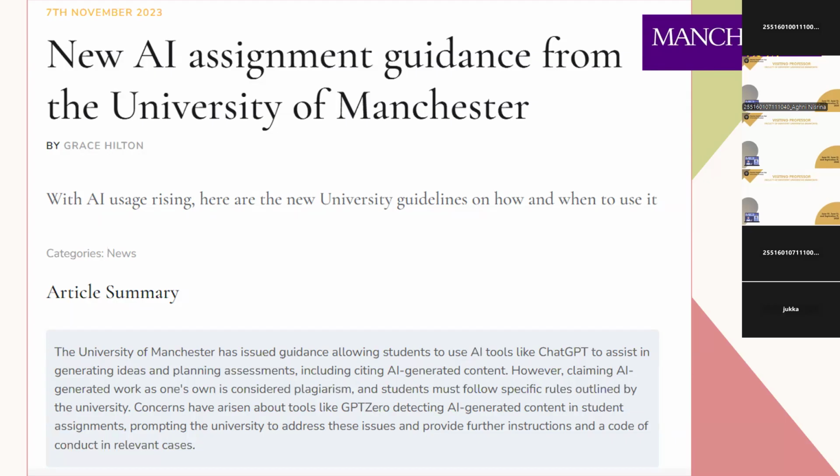There are concerns raised about tools like GPTZero and many more detecting AI-generated content in student assignments, prompting the university to address these issues and provide further instruction and code of conduct in relevant cases. These are rules to follow.